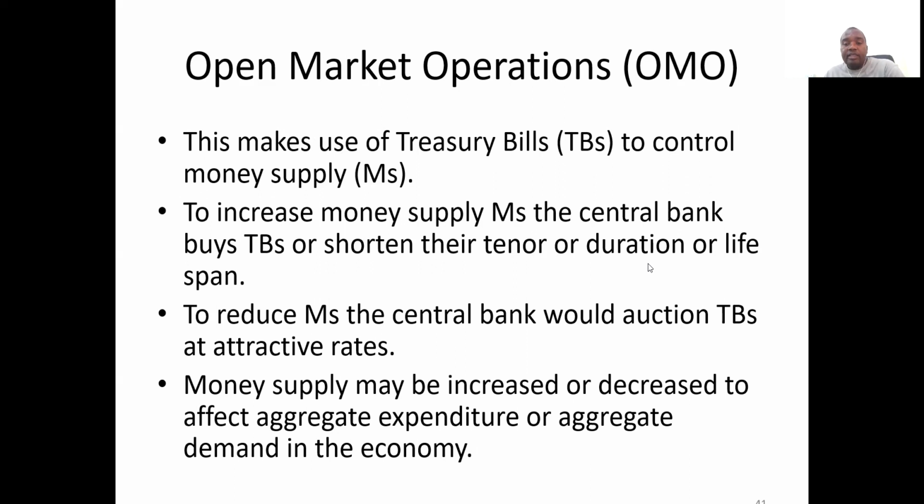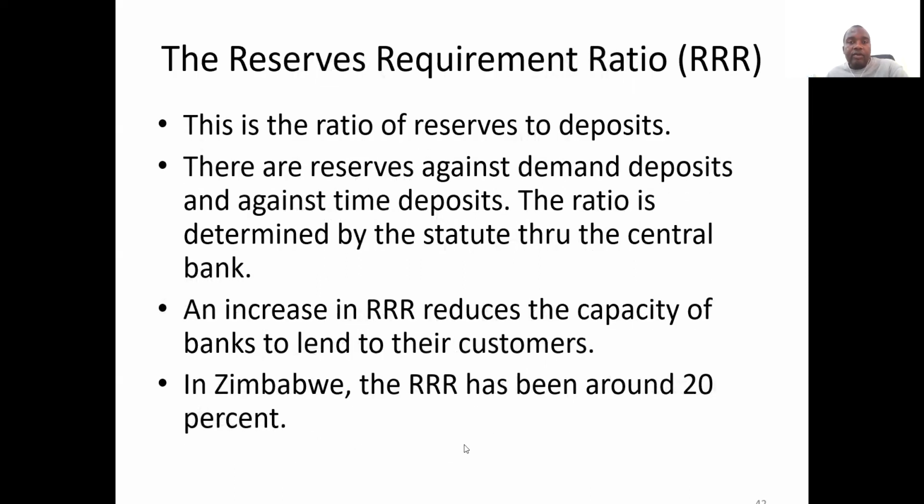I'll correct that spelling, or duration or lifespan. To reduce money supply, the central bank would auction treasury bills at attractive rates, thereby mopping up excess liquidity. So money supply may be increased or decreased to affect aggregate spending or aggregate demand in the macroeconomy.